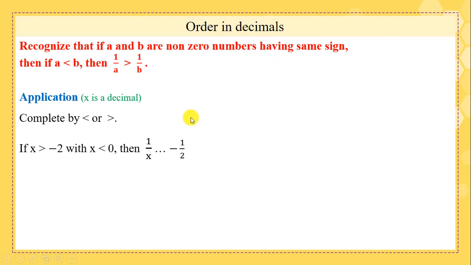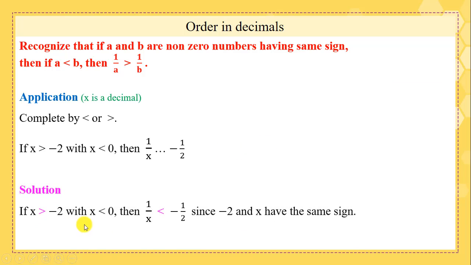And here we have an application about this objective. Please pause this video and try to solve this application. Solution. Here we have x is greater than -2 and x is less than 0, and -2 is less than 0. So both terms are negative. So we verified the first condition of our property. Then, due to our rule, if x is greater than -2 and both have the same sign, then the inverse of x will be less than the inverse of -2. So we will have 1 over x less than -1 over 2.